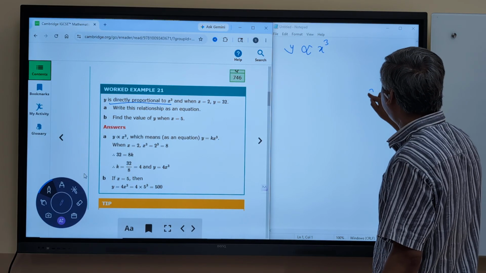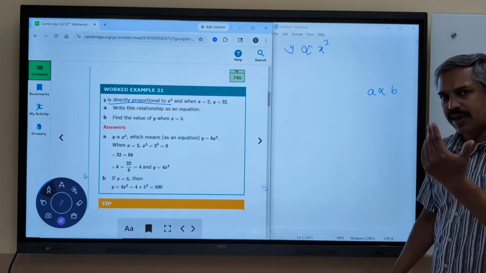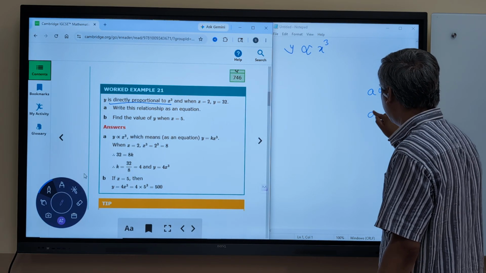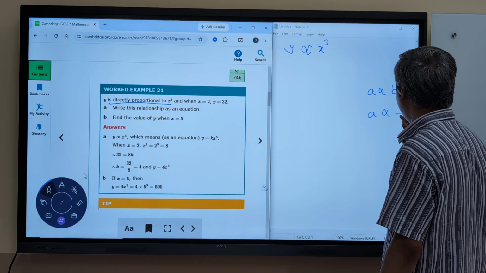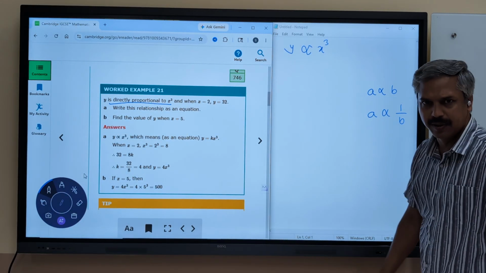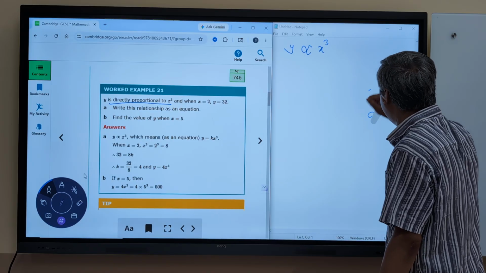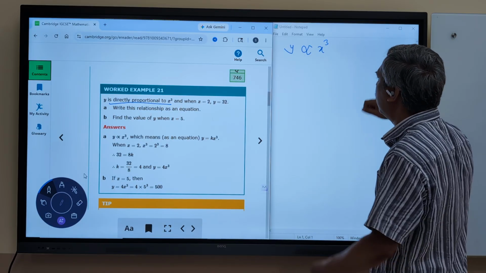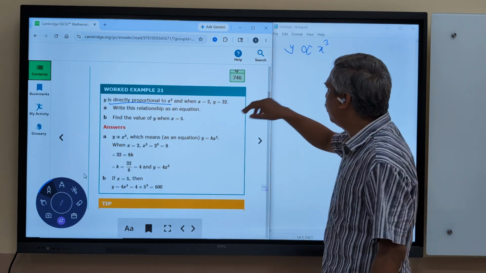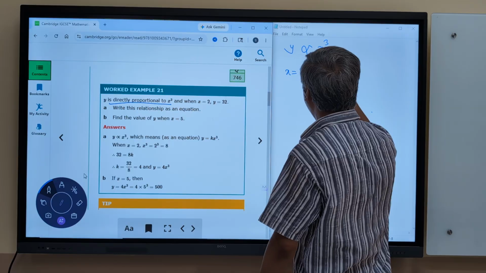If a and b are directly proportional, we say a is directly proportional to b. If they are inversely proportional, we will say a is proportional to 1 upon b. This is inverse proportion, this is direct proportion. We can solve further. Like in this problem, we just take the values. Y is directly proportional to x cubed. When x is equal to 2, y is equal to 32.